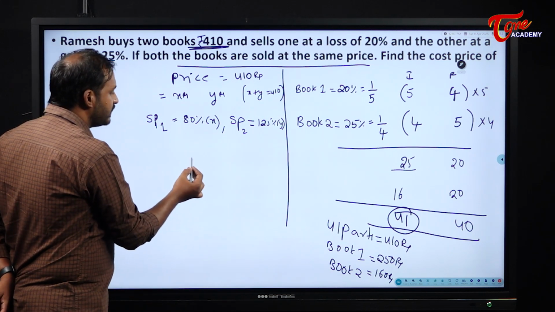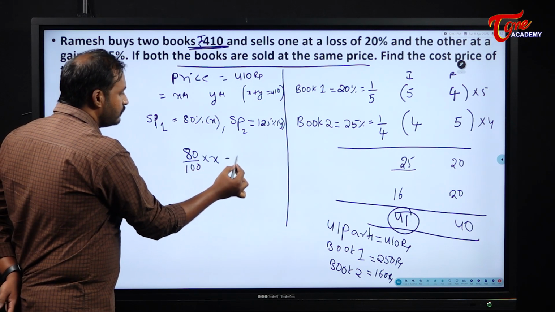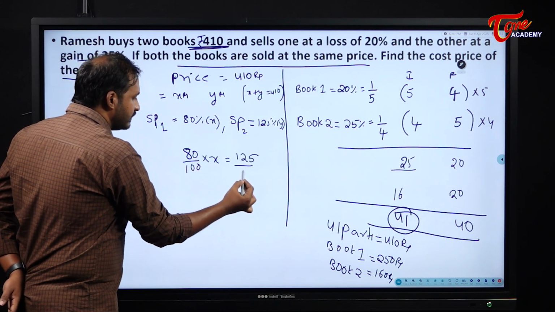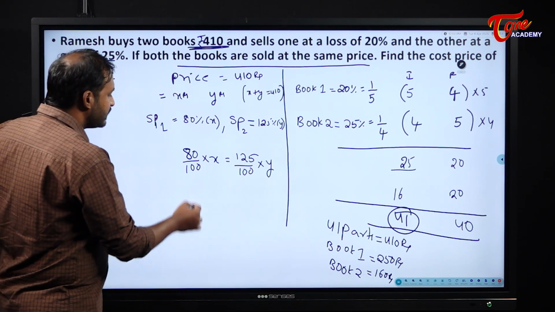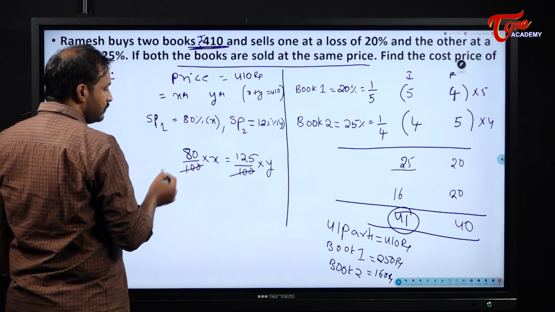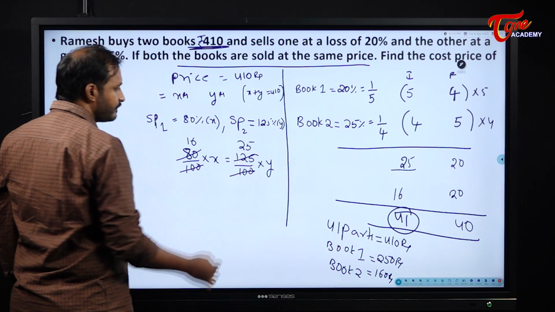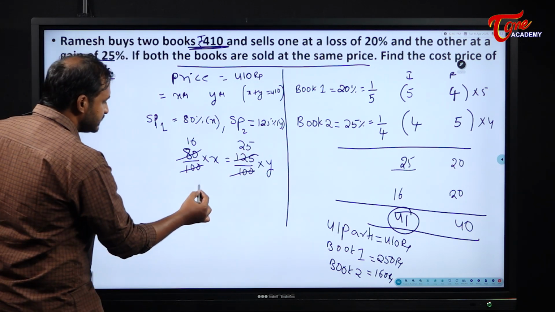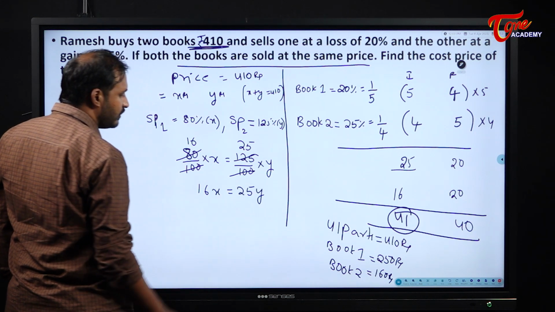Equal in the sense, what it becomes? 80 by 100 of x will be equal to 125 by 100 of y. Why? Because both the selling prices are equal. So now what happens to this? 100 will get cancelled. Next, 5 16s are 80, 5 25s are 125. So what will I get here? 16x is equal to 25y.